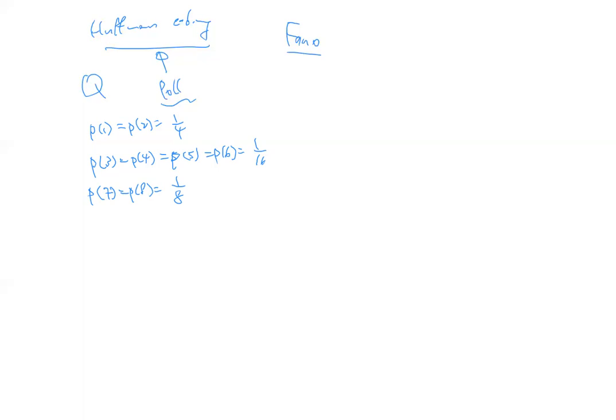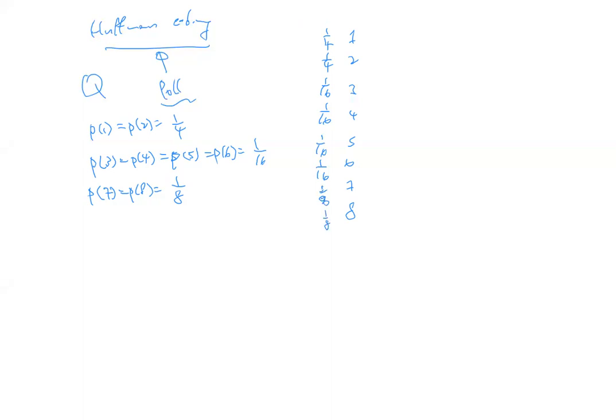And then the Huffman coding. Again, the objective of Huffman coding is to devise a code such that we can compress this source effectively or efficiently, right? Now let's consider the input here. It can be 1, 2, 3, 4, 5, 6, 7, 8. So the probability is 1/4, 1/4, 1/16, 1/16, 1/16, 1/16, 1/8, 1/8.